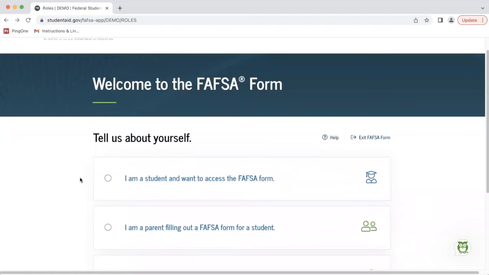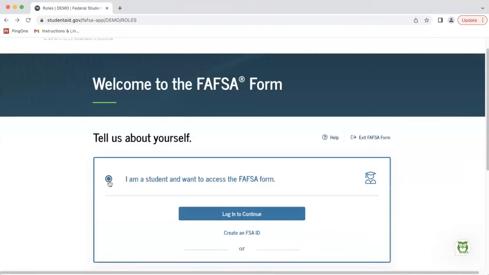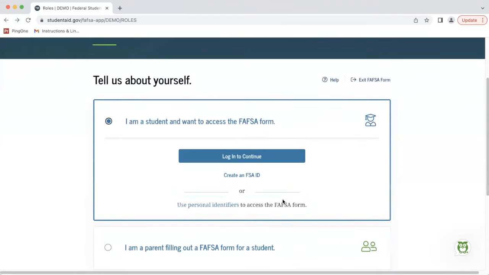So when you go to studentaid.gov, this is where it will start you out. You'll want to hit the first option where it says, "I'm a student, want to access the FAFSA form." It'll then give you a few options to choose from.